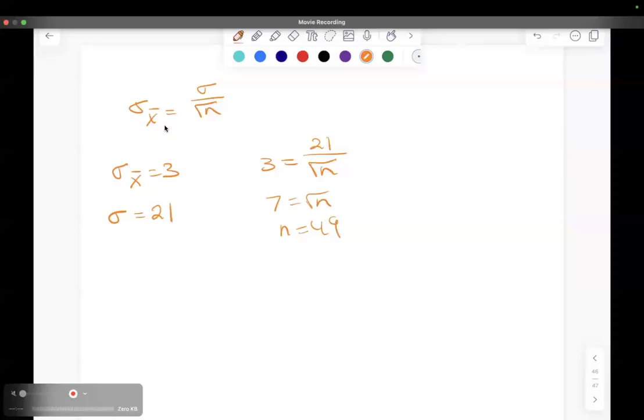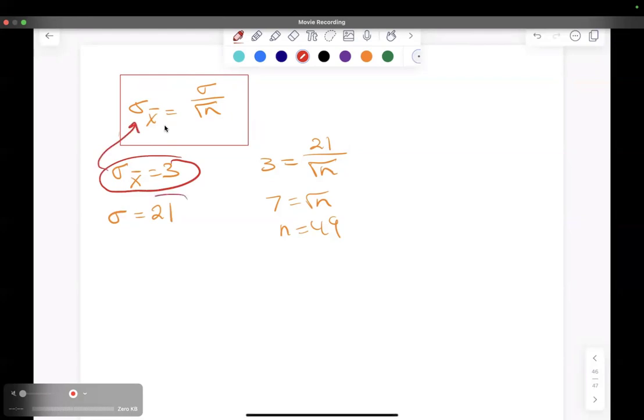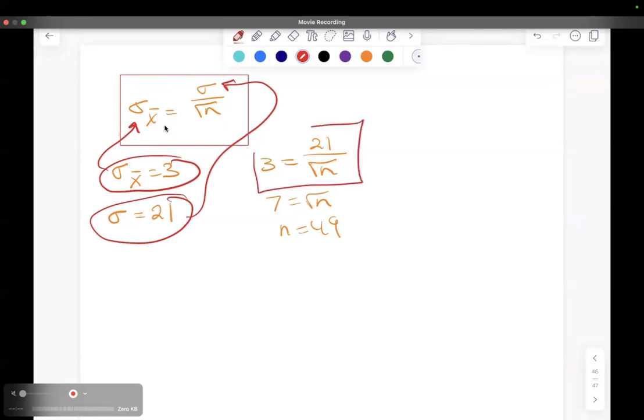So I'm going to pop over here. This is the formula that we use for new standard deviation. Based on the diagram, my new standard deviation is 3. So that goes right there. Based on what they gave me up top, my sigma, my population standard deviation is 21. That goes right there. This is where this came from. And all I did was use algebra to solve for n.